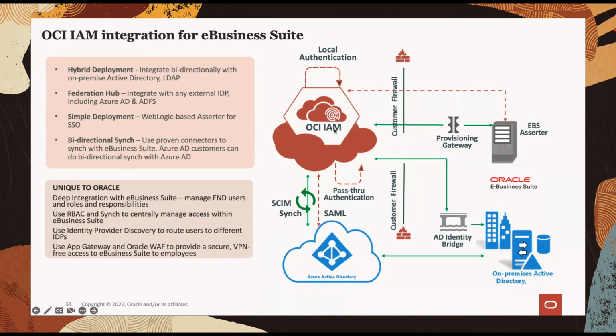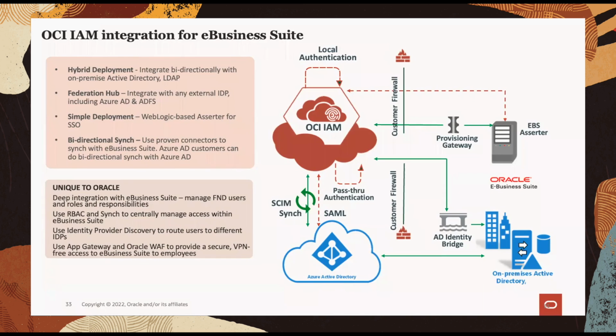So once I have the user base in the OCI Identity and Access Management, then with the help of the EBS Asserter, I will configure the single sign-on as well. But I need to push the user from the OCI IAM to the EBS database. How can I do that? As we described, we have a few of the provisioning bridges available, right? And for the EBS also, we have a provisioning bridge developed exclusively for the e-business suite application.